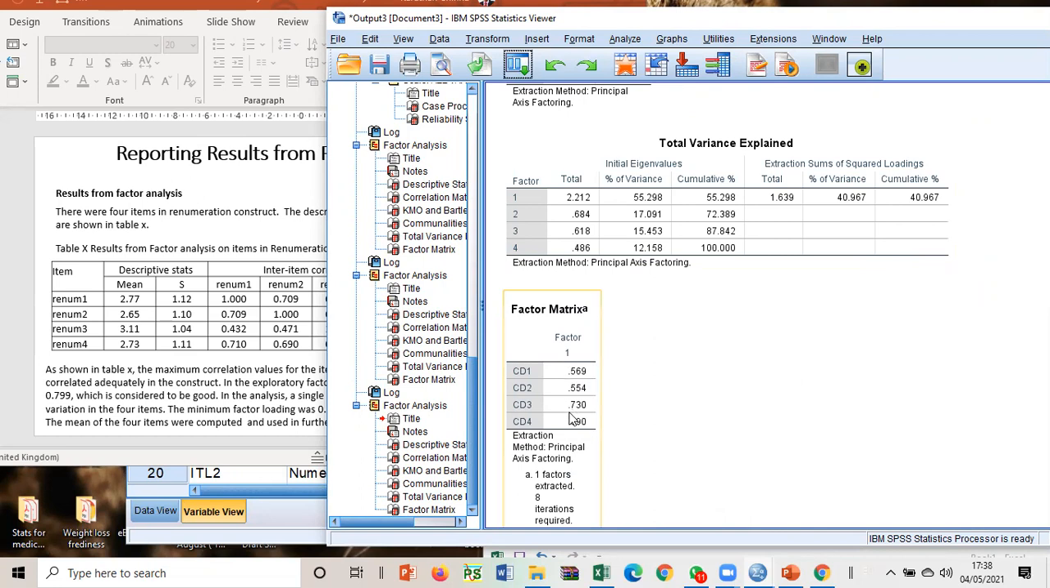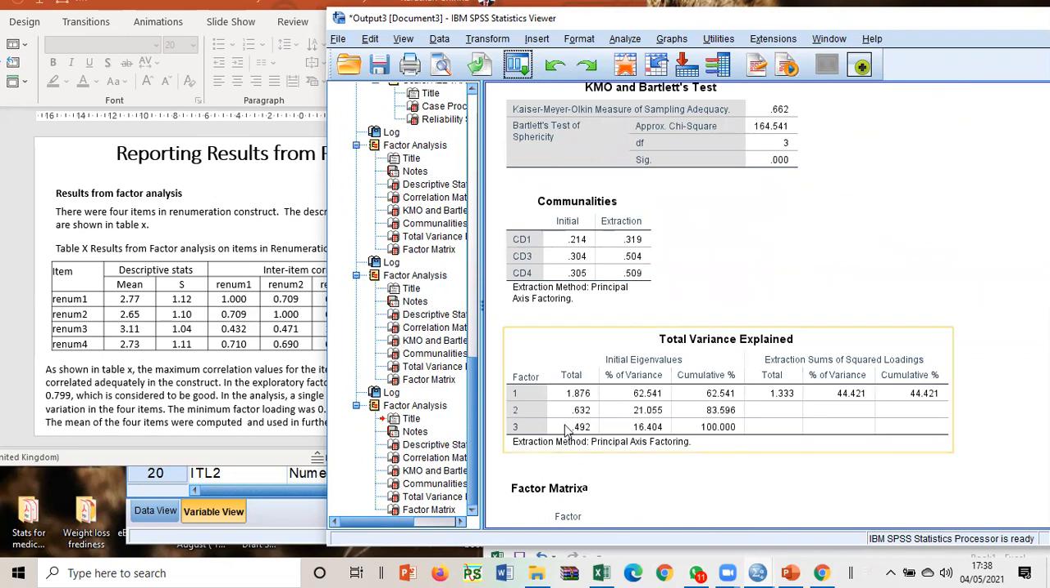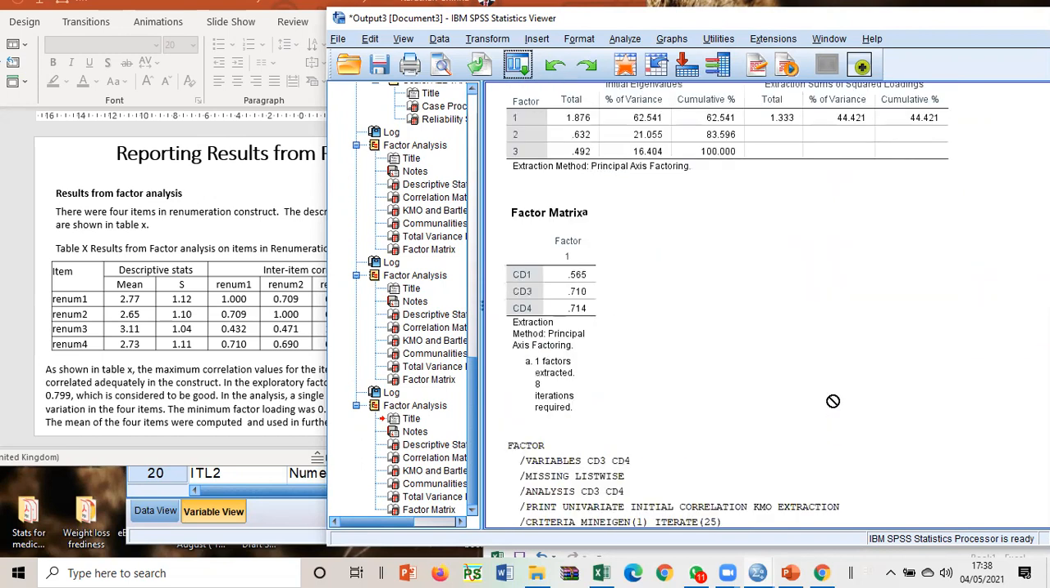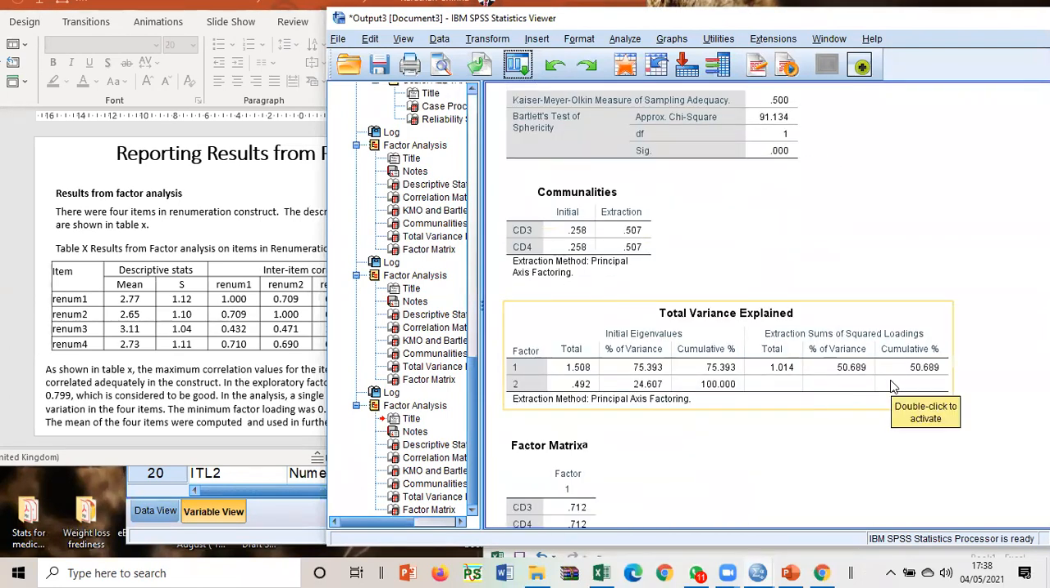We go into the table and see how to improve it. I won't drop both together. The smallest is this value, so I drop CD2 first. After dropping CD2, three items, still not enough. Dropping CD1, okay, more than 50%. So factor analysis is not the end; it is for further analysis.